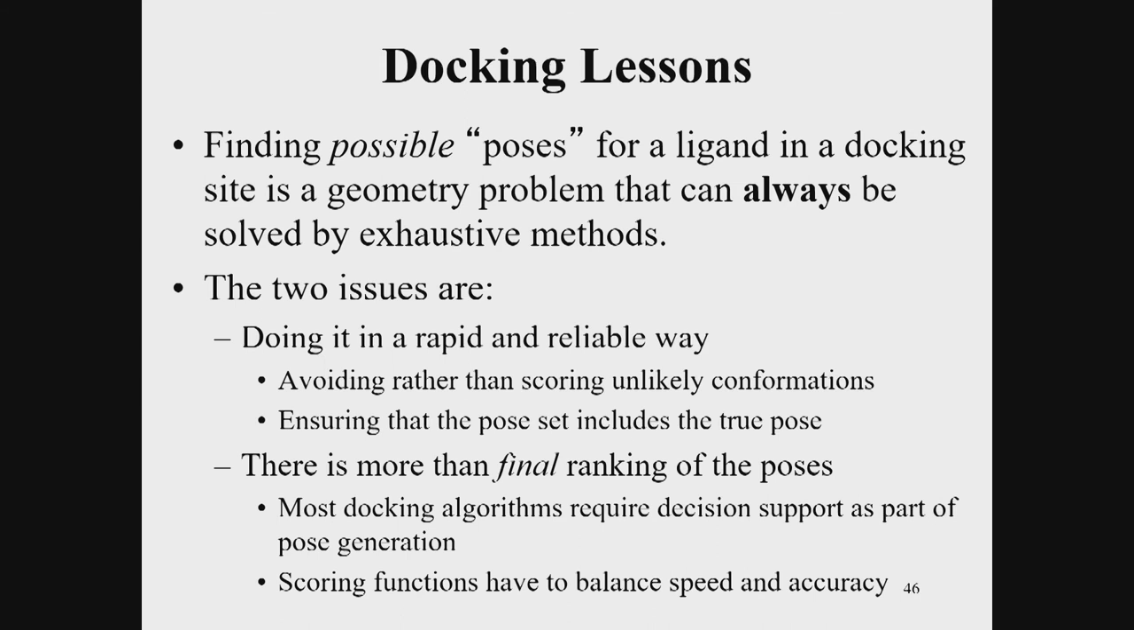And we have to pay attention to the fact that we're not just ranking the poses at the end. We also need to have some decision support that goes on as part of the process. We don't want to have to score 10 billion possibilities at the end. We want to throw away the ones as quickly and easily as possible that aren't going to make it to being a correct answer. So the scoring functions have to balance speed, so that we can do it rapidly, as well as their accuracy.